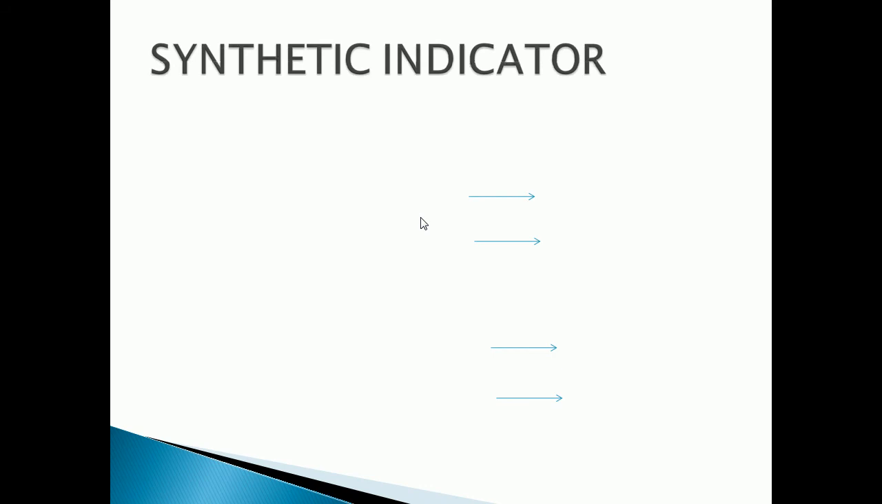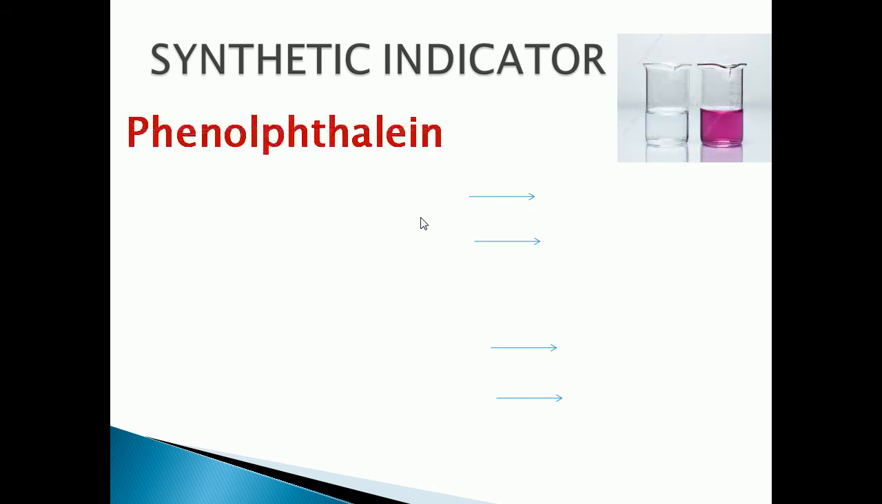Now the next one is synthetic indicator. We are going to see some examples of synthetic indicators. First one is phenolphthalein. Phenolphthalein is a colorless solution, as you can see in this picture, which is prepared in the laboratory by dissolving phenolphthalein dye in alcohol.